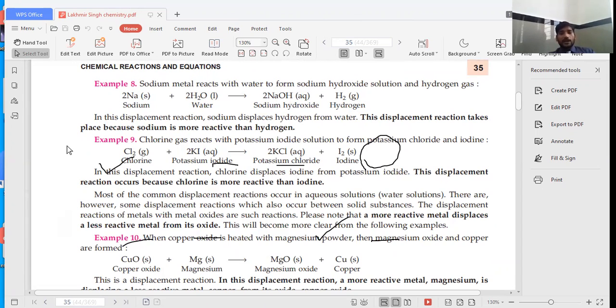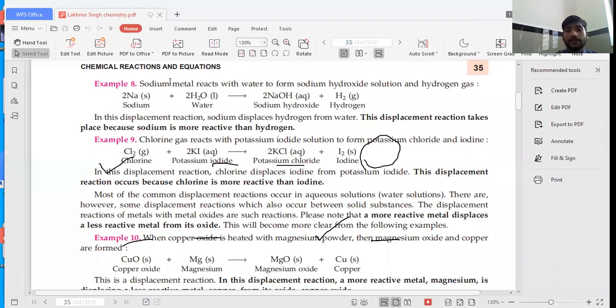Chlorine gas reacts with potassium iodide solution to form potassium chloride and iodine. So this is it for displacement reactions. Yes, a more reactive non-metal can also displace a less reactive non-metal and give the displacement reaction. For that, let me show you one example. See here, a chlorine molecule, which is a more reactive non-metal than iodine, is displacing iodine and forming the salt of chlorine. Understood?